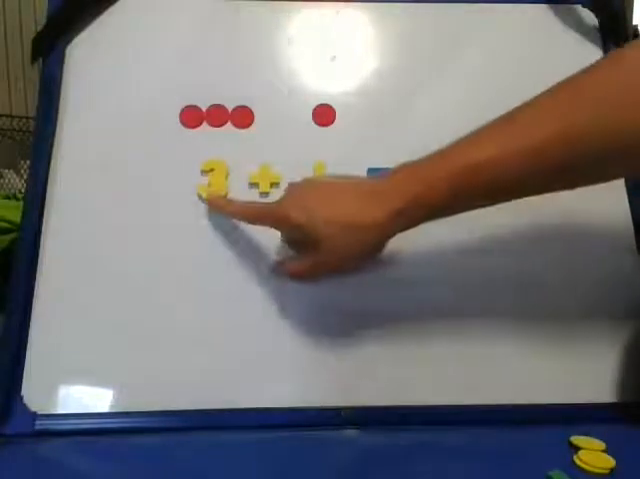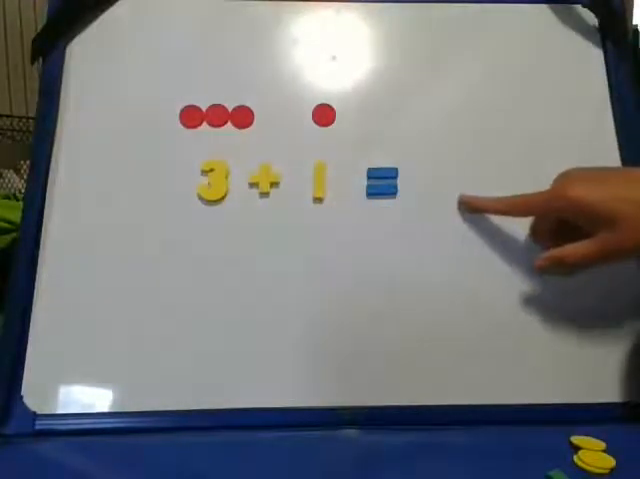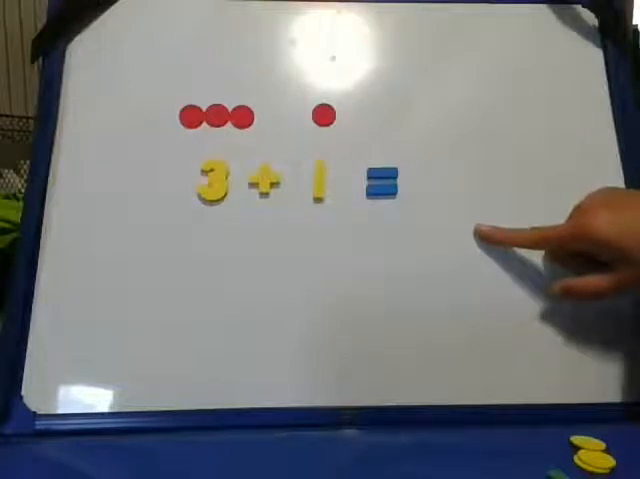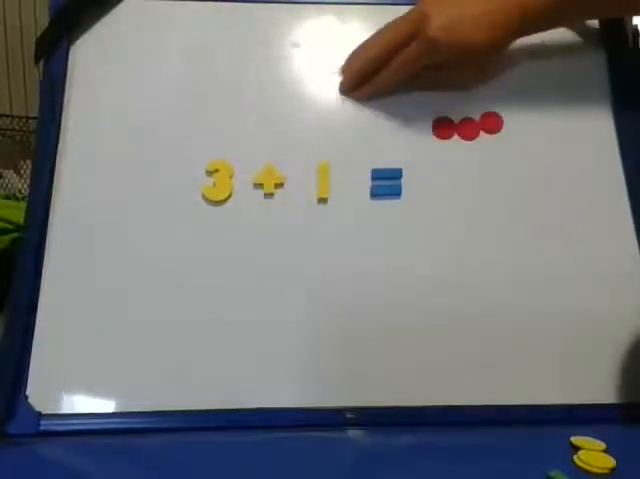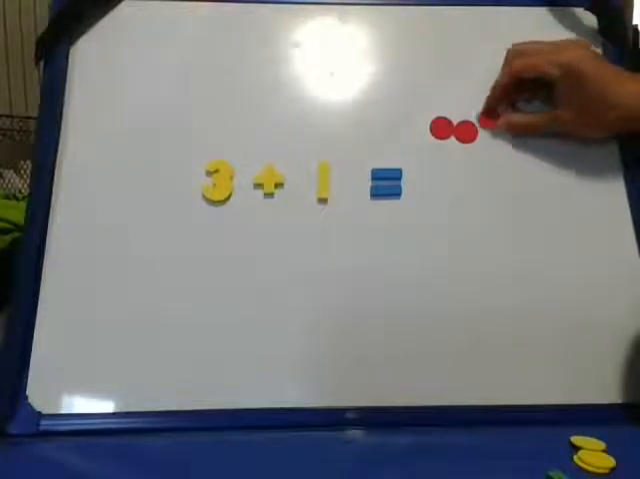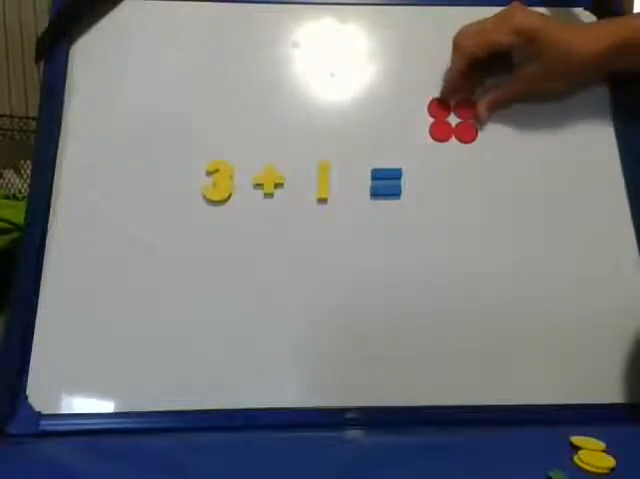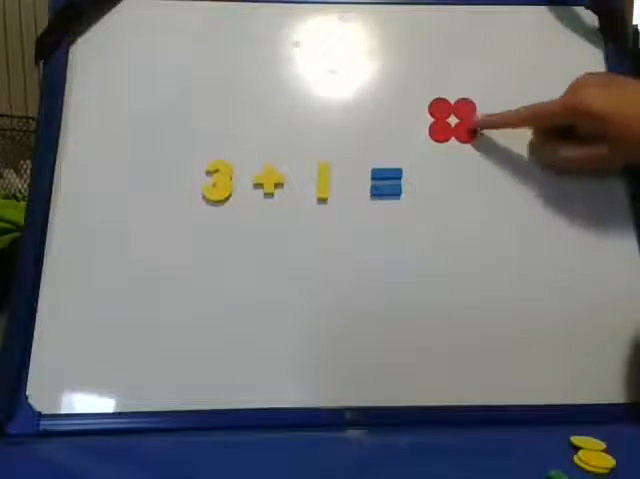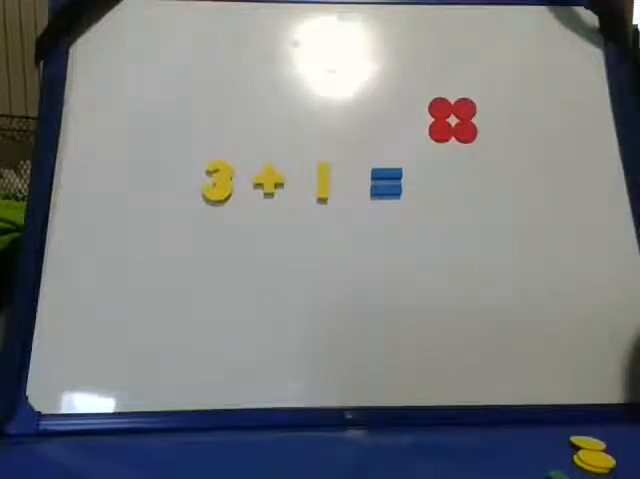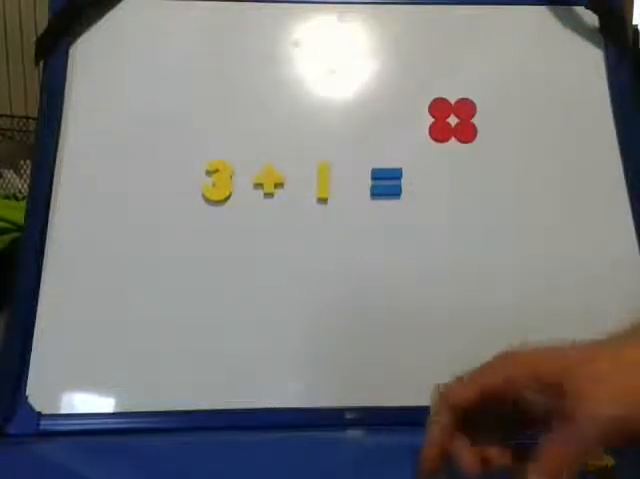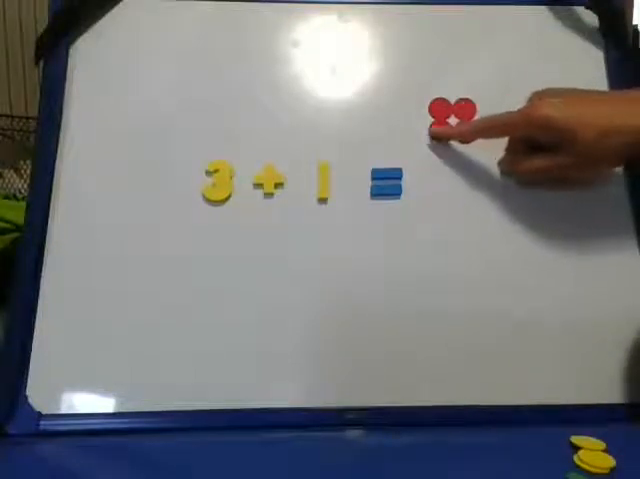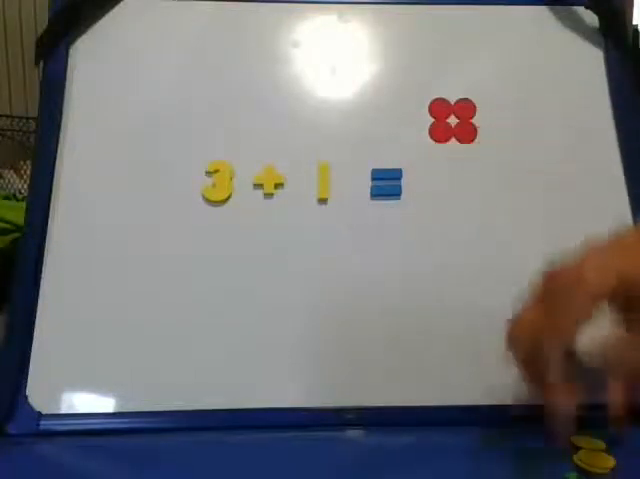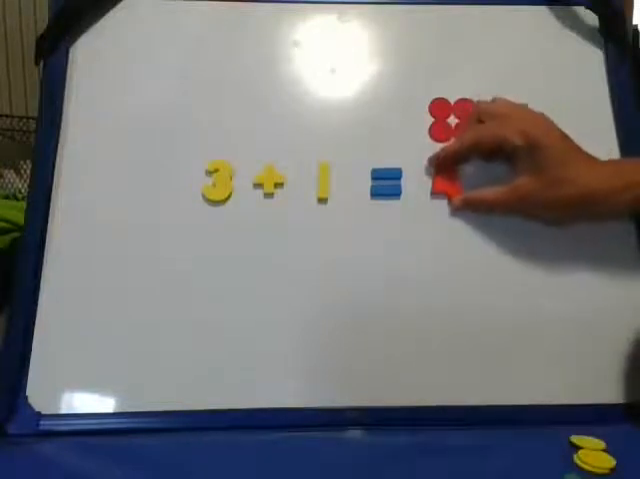So we have 3 plus 1 equals, we've got to figure this out. We can move our 3 to this side, and we can move our 1 to this side, and now we have a group. Let me arrange those a little bit differently. Do you know how many are in this group by just looking? You've been practicing your subitizing. Let's go ahead and count them anyways. 1, 2, 3, 4. When we add 3 and 1 together, we get 4.